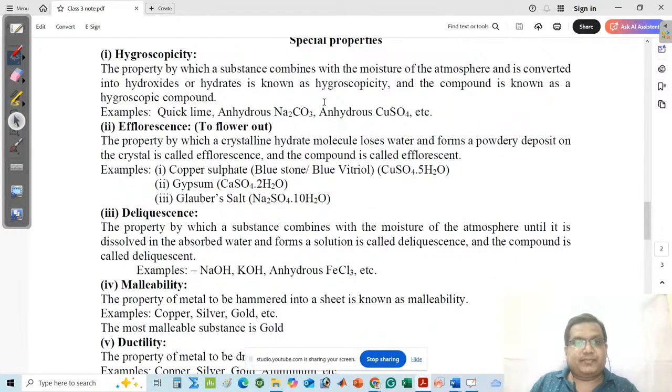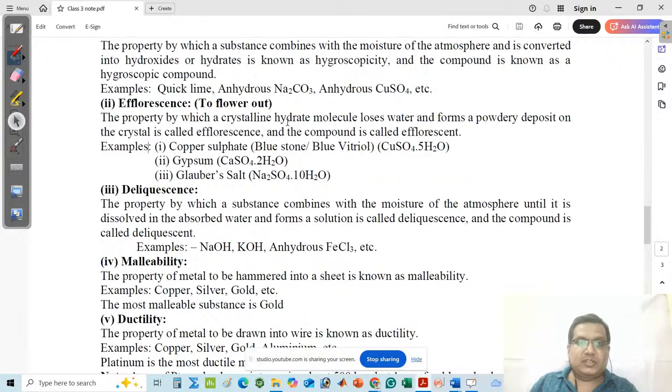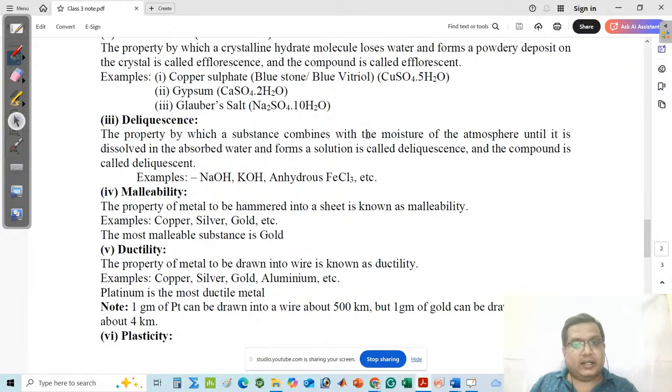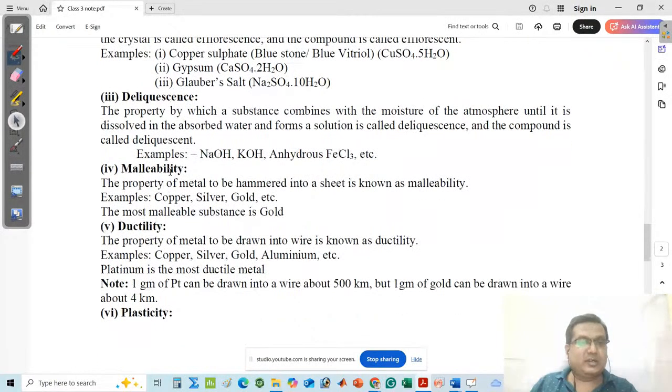Hygroscopicity means it combines with moisture of the atmosphere and converts it into hydroxide or hydrate. Efflorescence means loss of water: the crystalline hydrate molecule loses water molecules and is converted into powder form. Next is deliquescency. It combines with the moisture of the atmosphere until it is dissolved.